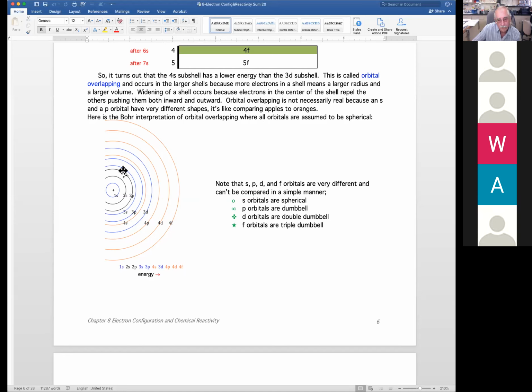And then the way I drew these is the way you're thinking, as if they were all spherical, as if they were all apples. But that's not what we have. See, they're totally different animals. So we can't easily make that comparison.